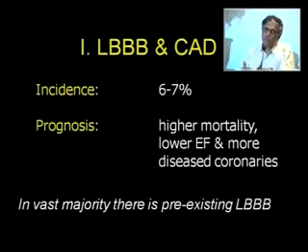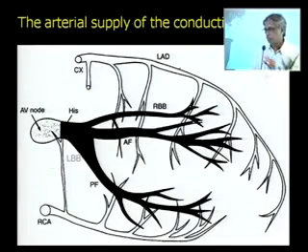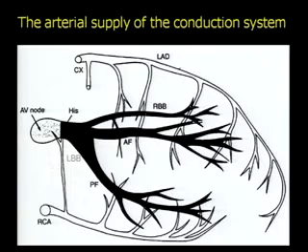Disease. In fact, if you follow up these patients with left bundle branch block for several years, then they develop coronary artery disease or cardiomyopathy in a significantly higher proportion than do patients without pre-existing left bundle branch block. Looking at left and right bundle branch block in acute MI, we must understand the arterial supply.